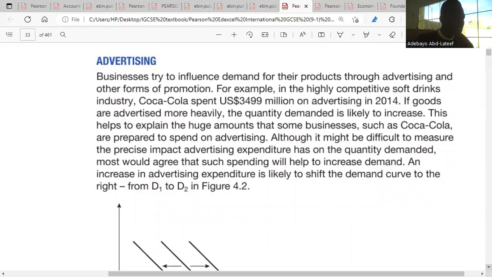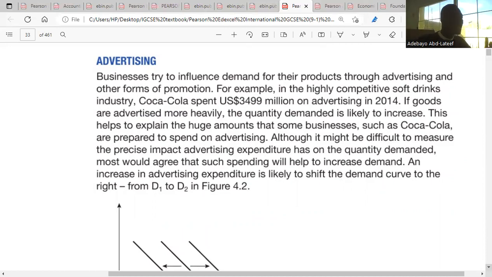For advertising, I wrote, businesses try to influence the demand for their products through advertising and other forms of promotion. So an increase in advertising may likely shift the demand curve rightward from D1 to D2. That is if the advertisement is successful.